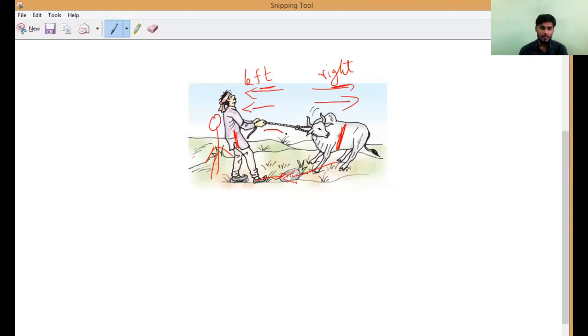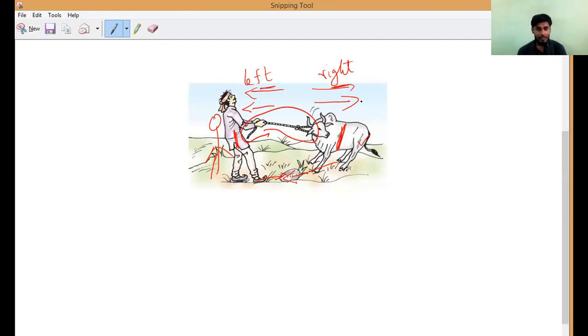What is that called? Rope. Understand? So without that rope, is it possible to pull this bull? No, sir. This is my bull. This is my hand. No connection. If I pull, is it possible to pull the bull forward? No, sir.